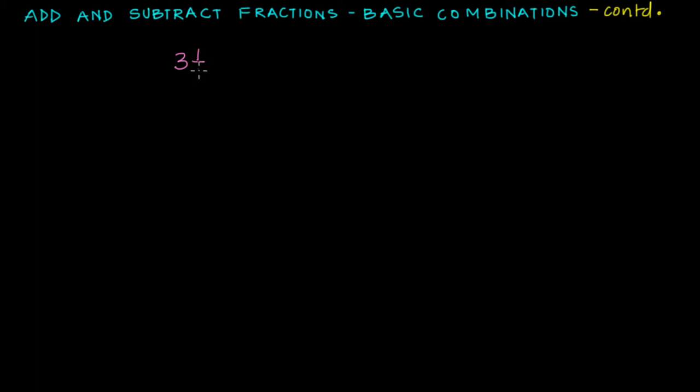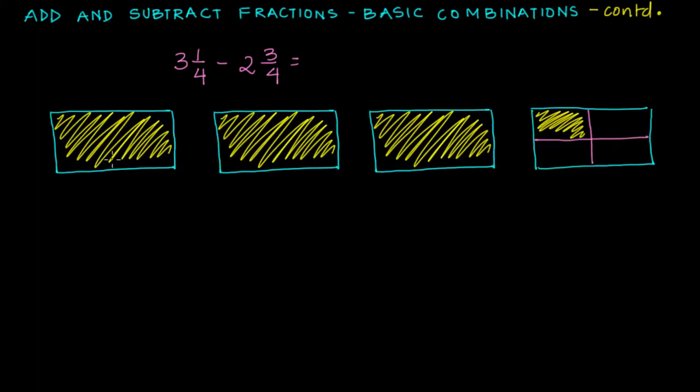Let's try another problem. 3 and 1/4 minus 2 and 3/4. This is what 3 and 1/4 would look like, and we are going to take away 2 and 3/4 from that. So let's do it step by step. Let's first take away the 2 wholes. So 3 and 1/4 minus 2 equals 1 and 1/4, and this is what it would look like. I'm taking away 2 of the wholes. So I took away this whole and I took away this whole. So I'm left with 1 and 1/4.